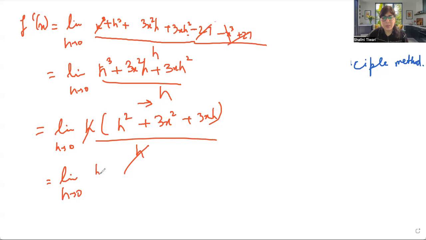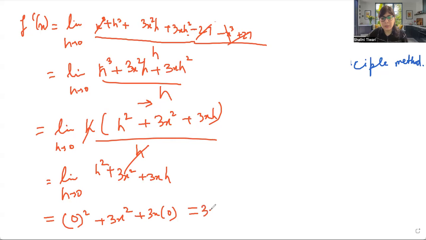Limit h tends to 0, h square plus 3x square plus 3xh. Now we'll put the value of h as 0, because we already got the simplified form, plus 3x into 0. So we get, the first part is 0, the third part is also 0. So the left part is 3x square. So this is the solution you will get by the first principle method.